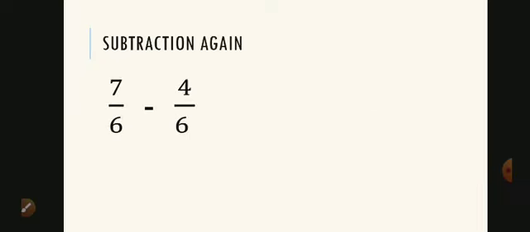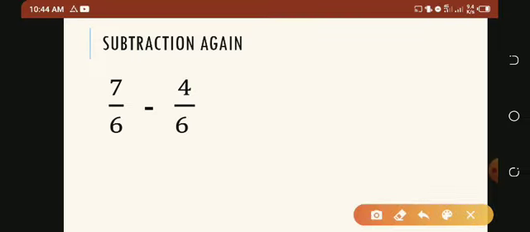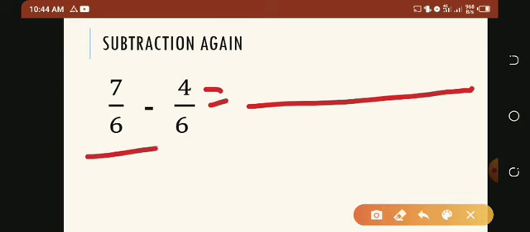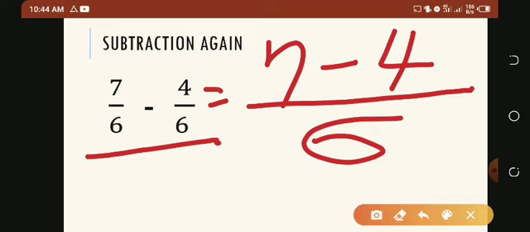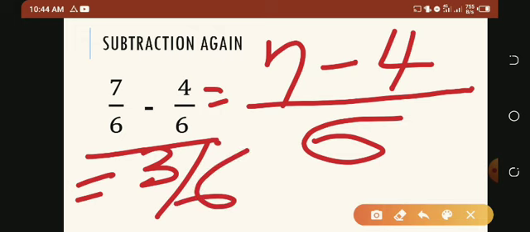So we move to the next question. The next question says 7/6 minus 4/6. What's the first thing to do? I draw my line. I pick the common denominator, which is what? 6. And I say 7 minus 4, which is what? 3/6. We can go further to say 1/2 because 3 will go here 1, 3 will go here 2. 1/2.